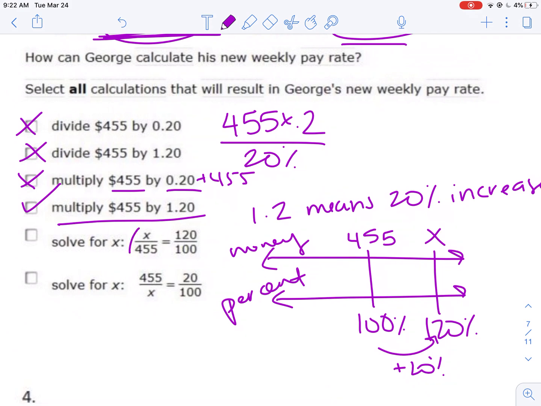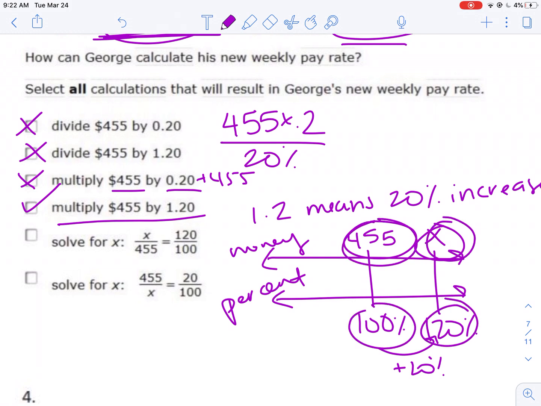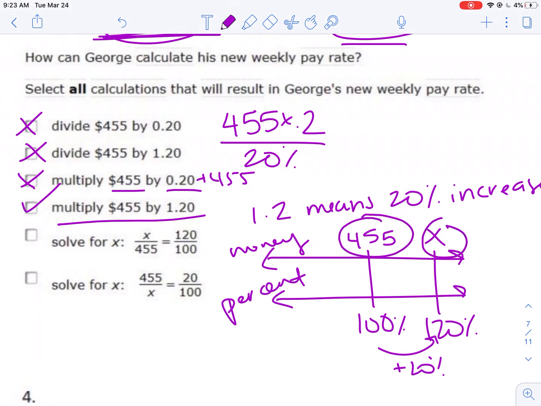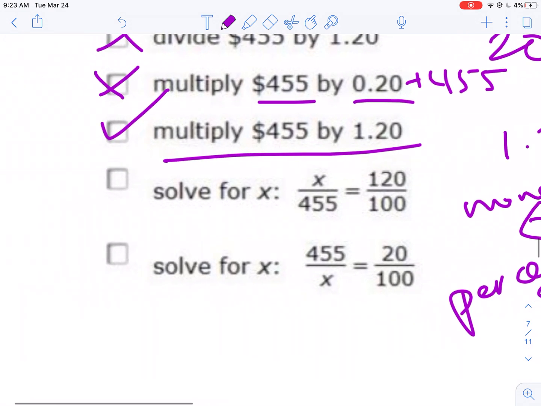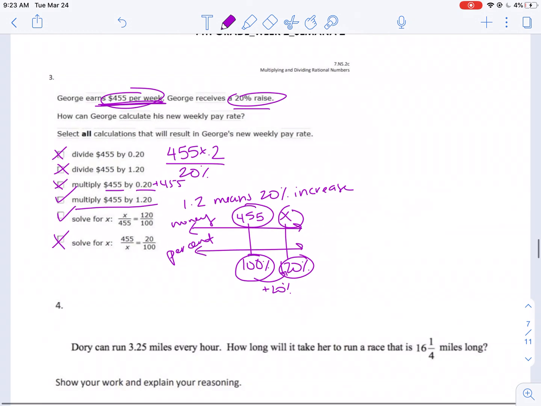So let's see about this proportion. X over 455, we went right to left. So you have to go right to left. And that does work because it's 120 over 100. What about this one? 455 over X equals, it should be 100 over 120. I don't even know where they got 20 from. We don't even see it on the double number line. So this one is correct. This one is not correct.